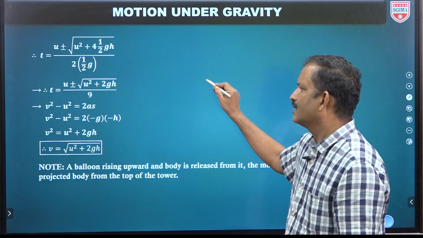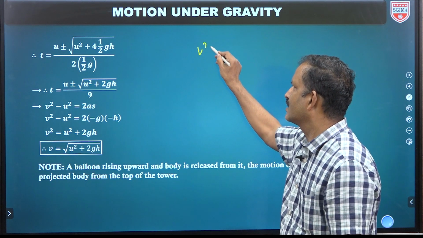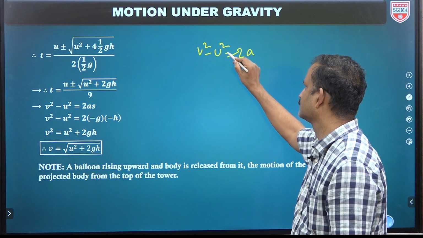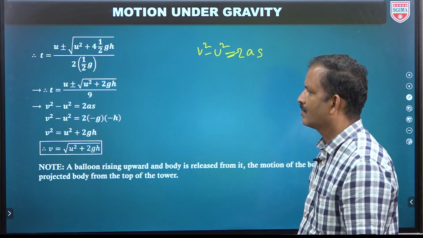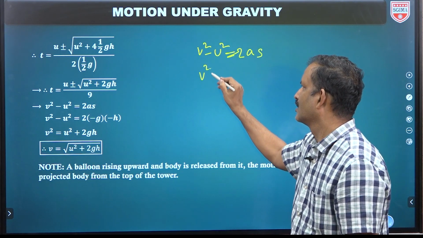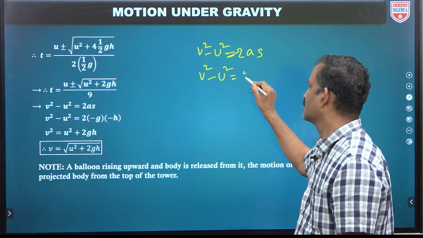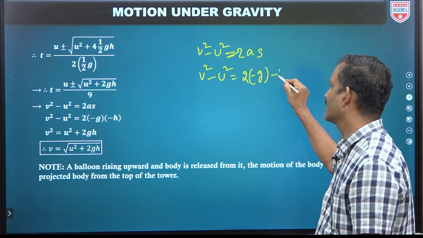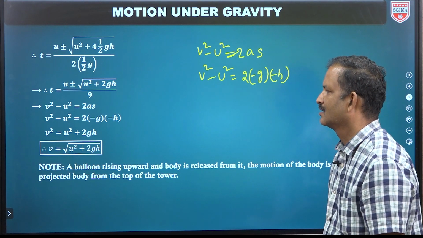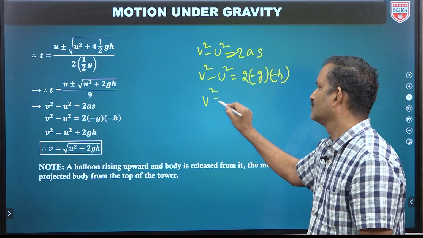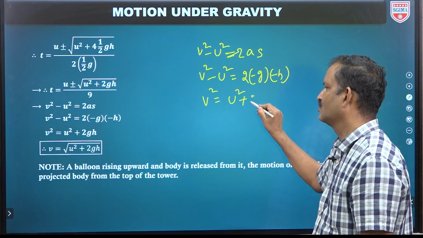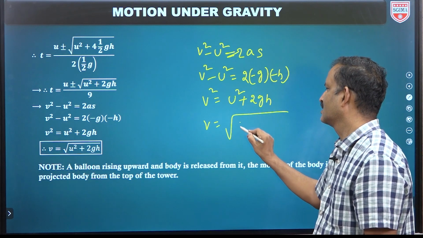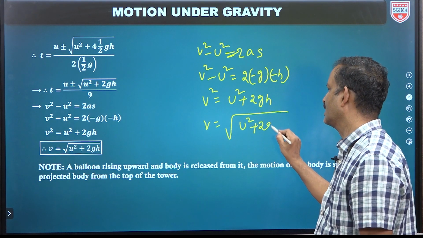So, what is the next point? Next formula, v square minus u square is equal to 2as. In this formula, a is minus g, s is minus h. So, v square is equal to u square plus 2gh. So, v value is equal to root of u square plus 2gh.